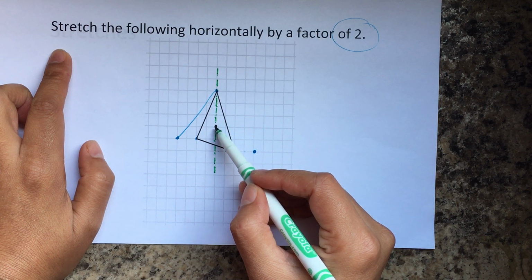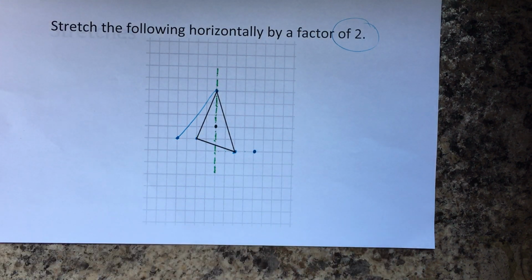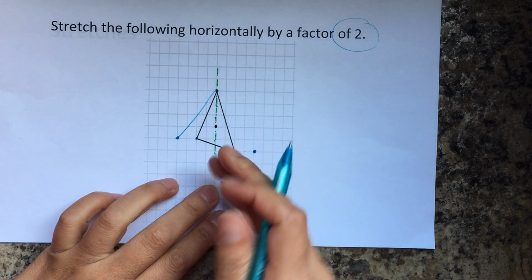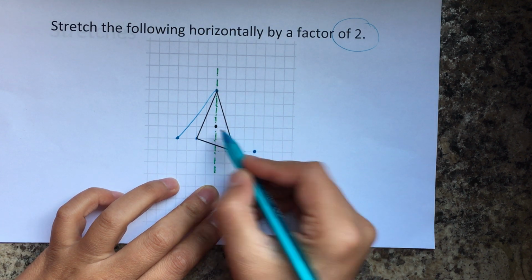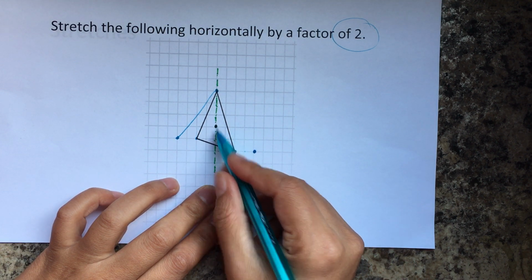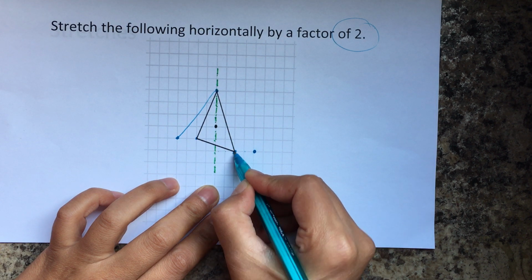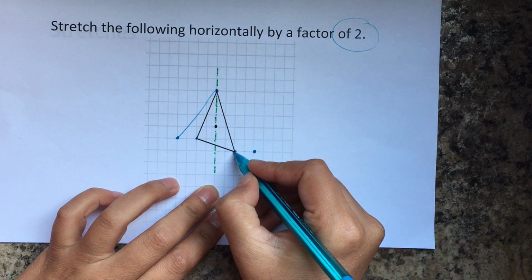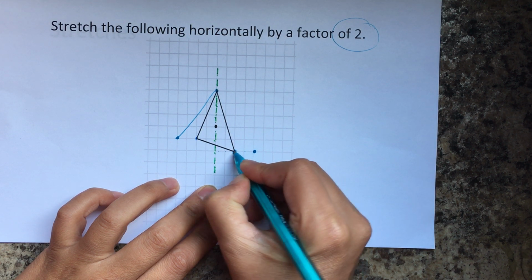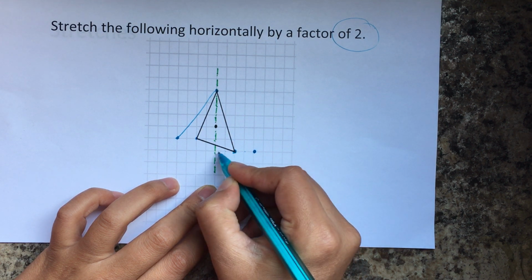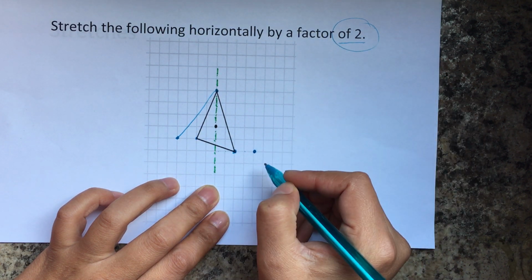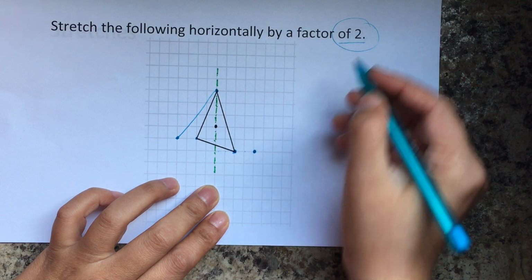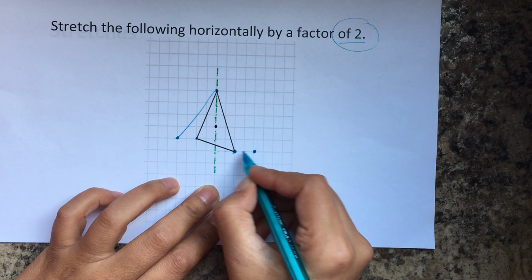And so what it means is that each of my vertices for the triangle are going to go away from that line. I know it says through the point, but it says through that line, you're going to stretch it by a factor of 2. So if this is my vertex, this vertex is away by 2 spaces from this line. And so we multiply by 2. And so 2 times 2 is 4. And so it's going to be 1, 2, 3, 4.